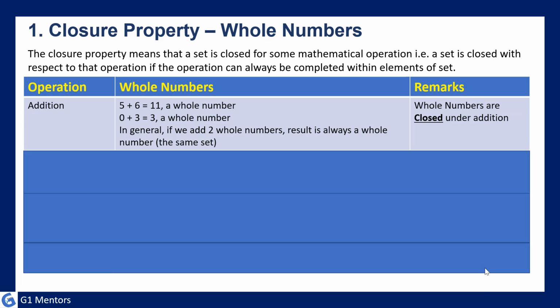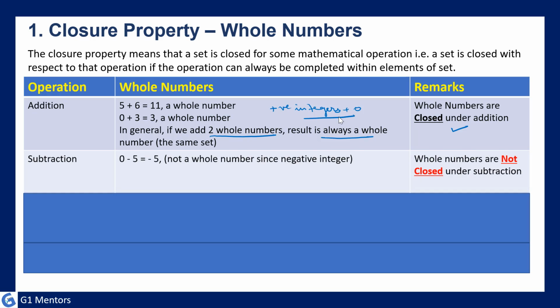So now let's study the whole numbers. If we add two whole numbers, the result is always a whole number. So whole numbers are also closed under addition. Remember, whole numbers are all positive integers plus 0. Whole numbers are closed under addition. However, whole numbers are not closed under subtraction.